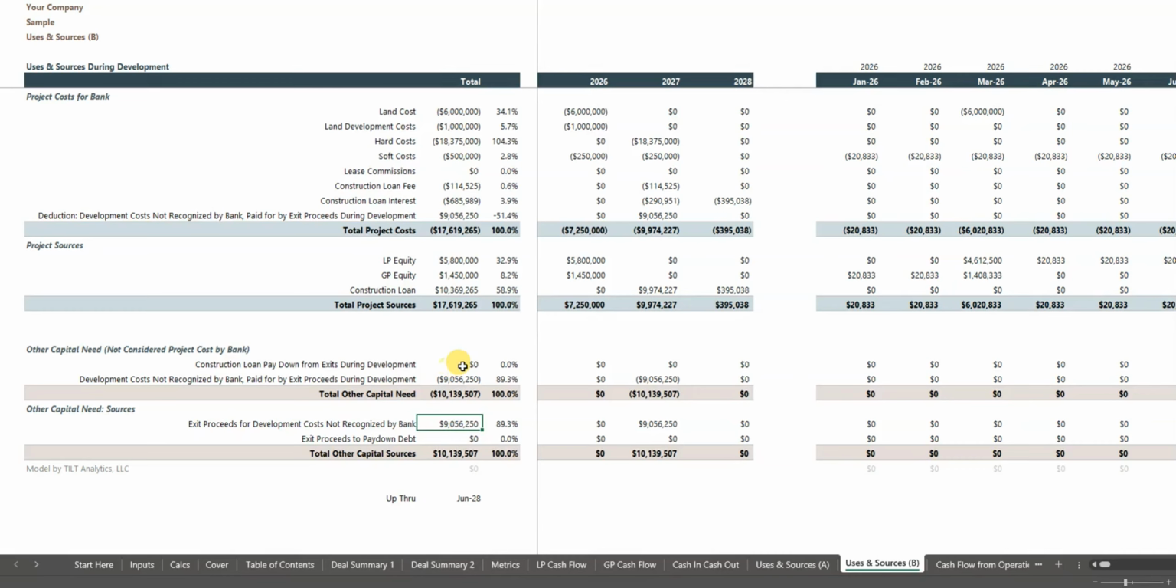And so that can be very useful functionality, can reduce the equity requirement, and the model can allocate the exit proceeds really however you want in terms of either paying down debt, lending toward development expenses, or paying back out to equity. So that's how the multi-date functionality works.